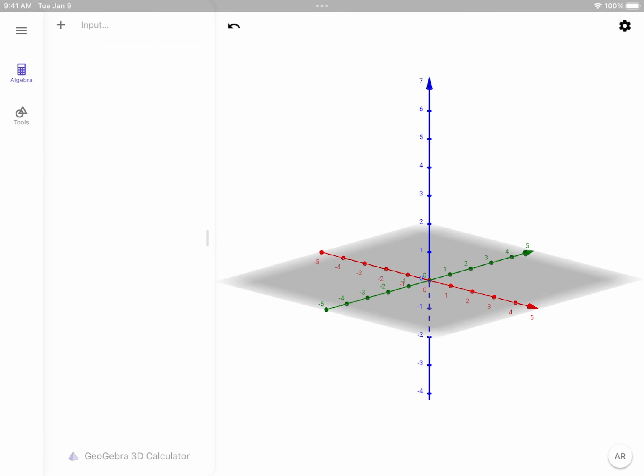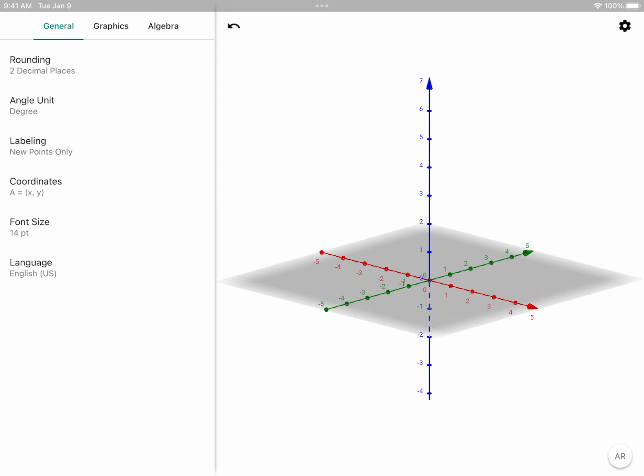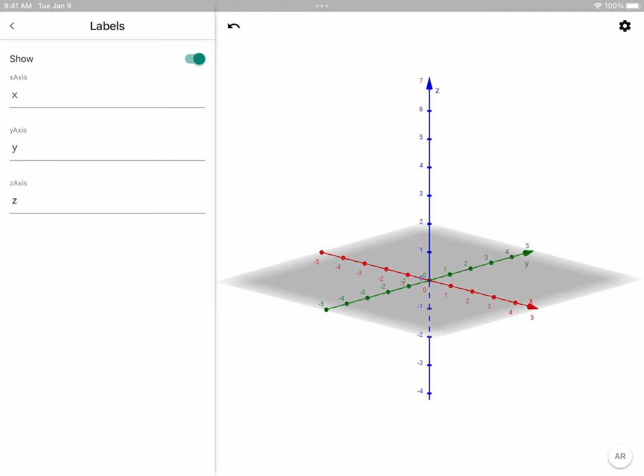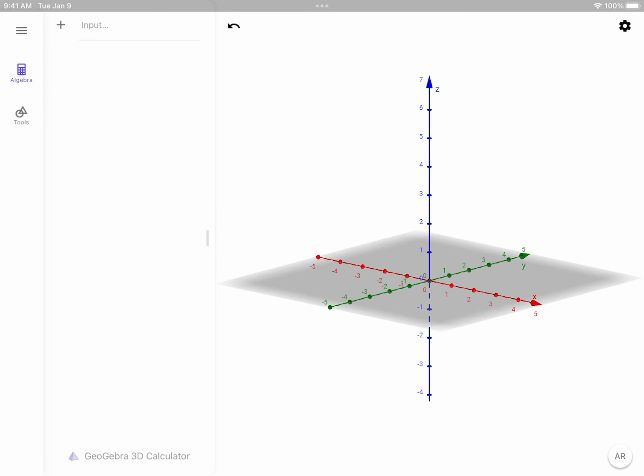If you want the X and Y labels, let me see if I remember how to do this. We go to this little hamburger at the top left and click it. And then I'm going to go to settings, and then, let's see, labeling maybe? No, not labeling. Let's go to algebra. No, let's go to graphics. Okay, graphics. You see where it says labels at the bottom? We're going to click that, and then we're going to just hit this little button at the top to show my X, Y, and Z labels. I like it that way. I mean, you don't have to do that, but I like it.